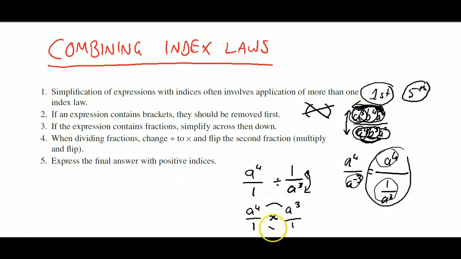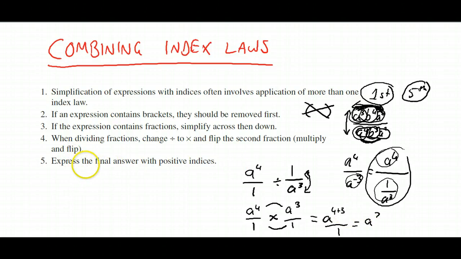We just do the top times the top and the bottom times the bottom. So a to the 4 plus 3 now. We're multiplying these two indices together, so we add the indices and divide by 1 on the bottom, so that doesn't need to be written. And then we've got a to the 7. We don't need to write the divided by 1.